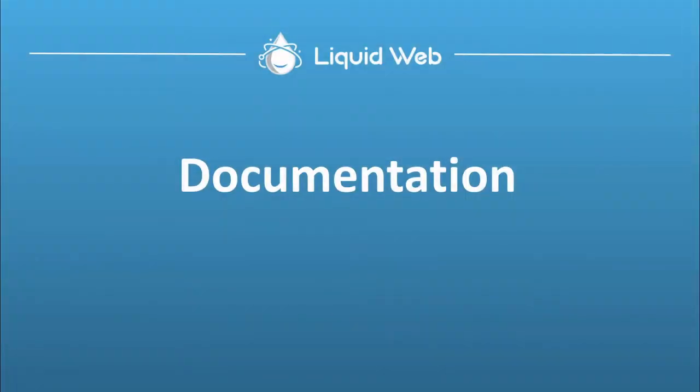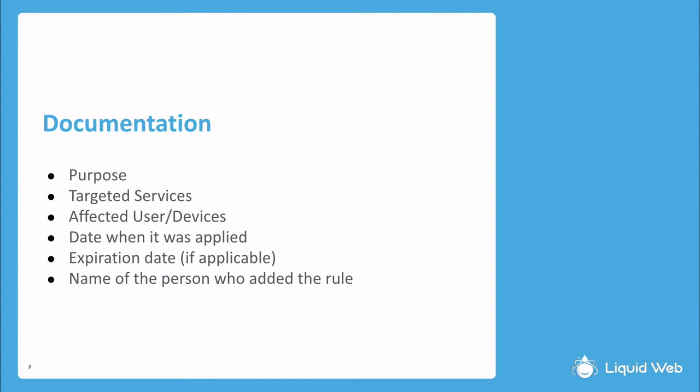Believe it or not, the first best practice for firewall rules is documentation. Even though it can be tedious, documentation ensures that you know what your firewall is doing and why it's doing it. Good firewall documentation would include the purpose of each rule, the targeted services, affected users and devices, the date it was applied, so you can backtrack if services or behavior changes, the expiration date of the rule if applicable, so that you can remove unneeded rules from the firewall, and finally the name of the person who added the rule so you can follow up with them if changes need to be made.